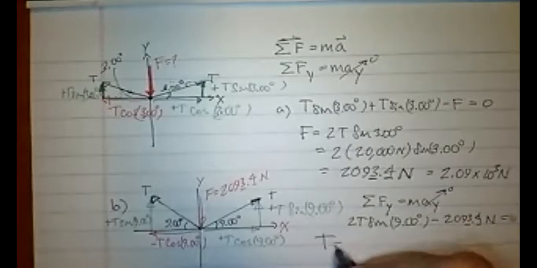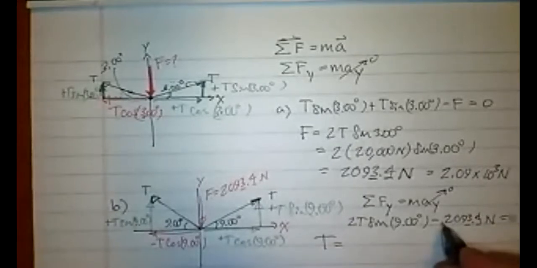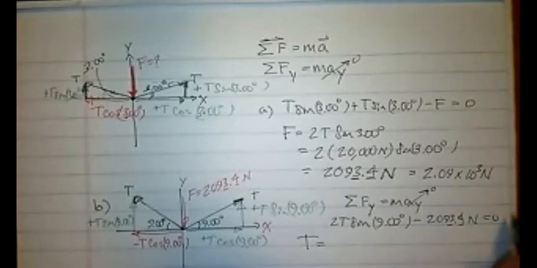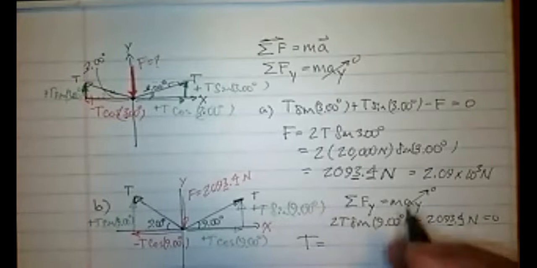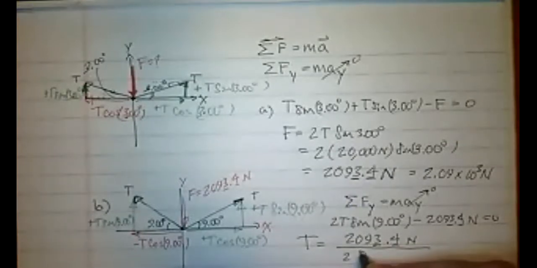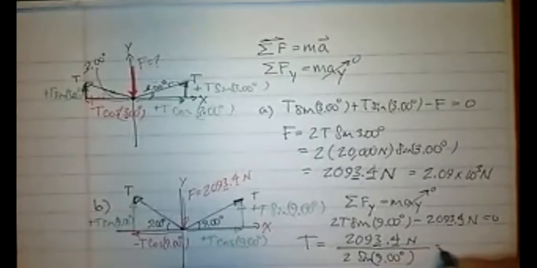So I can see that T is going to have to be, when I pull this to the other side, it'll become positive 2093.4. In other words, when I add 2093.4 to both sides, it's going to cancel out on this side, and the other side is just going to become 2093.4. And then all I have to do is divide by 2 times the sine of 9 degrees. So I get 2093.4 newtons over 2 times the sine of 9.00 degrees. And this will be what the tension actually turns out to be.